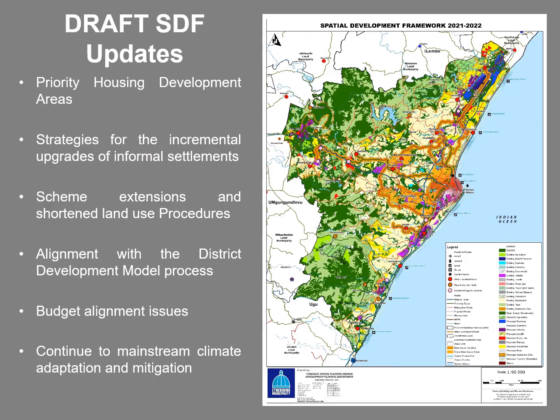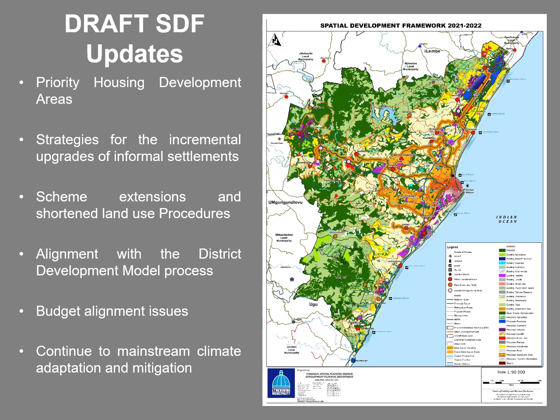The SDF information is updated annually and new information is added when required. The new information in this SDF focuses on identifying priority housing development areas and guiding incremental planning for informal settlements. Another key focus is developing the One Plan district development model and formulating a cohesive, strategy-led budget across all spheres of government to facilitate service delivery and spatial transformation in key priority investment areas. The SDF continues to update information relating to the Economic Recovery Plan, scheme extensions, and procedures to shorten land use procedures in priority housing development areas, and updating information on the SEA process.